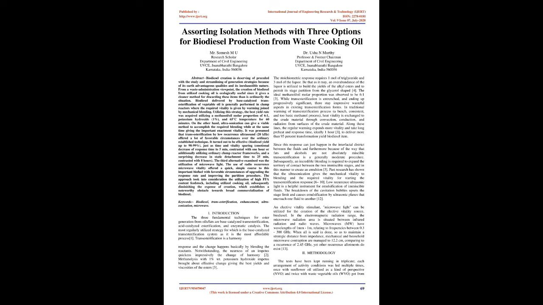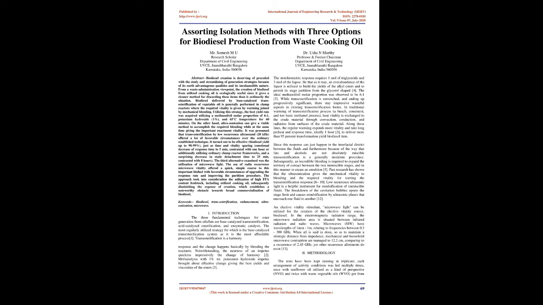While trans-esterification is entrenched, and ending up progressively significant, there stay impressive wasteful aspects in existing trans-esterification forms. In traditional warming of trans-esterification process, a bunch, consistent, and 2 basic methanol process, heat vitality is exchanged to the crude material through convection, conduction, and radiation from surfaces of the crude material. Along these lines, the regular warming expends more vitality and takes long preheat and response time, ideally 1 hour 3, to deliver more than 95% transformation yield biodiesel item.